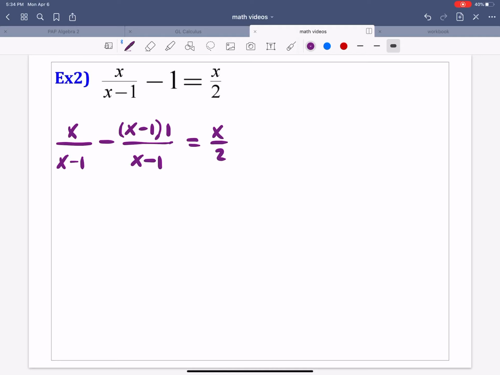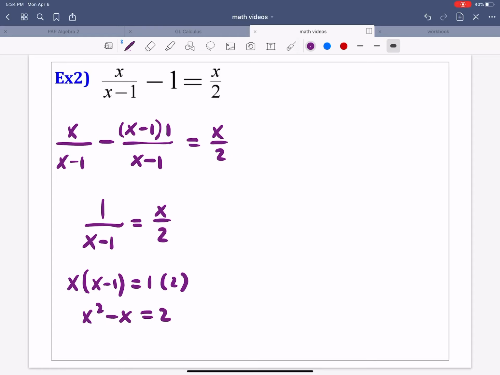Okay, let's clean up the left-hand side. So x minus x is actually 0. Minus negative 1 turns into 1. So we have 1 over x minus 1 equals x over 2. So we're going to cross multiply. So we get x times (x minus 1) equals 1 times 2. So we get x squared minus x equals 2.